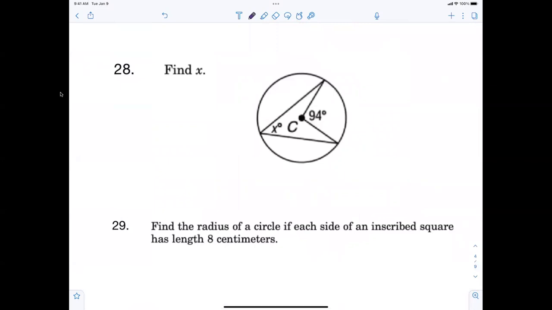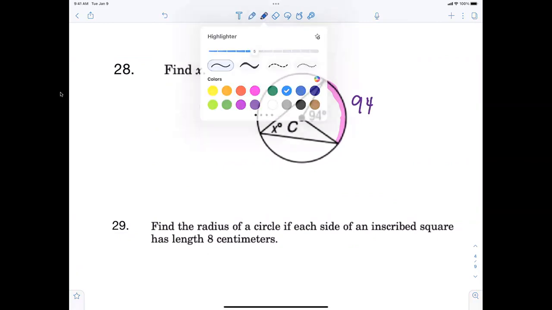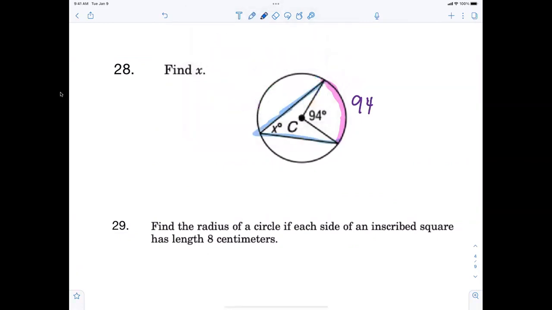All right, 28. Can anybody tell me what's x on 28? Now remember, this arc right here is how much? 94. So now what's x? 47. Yeah, come on. Very good. 47 degrees, half the intercepted arc.